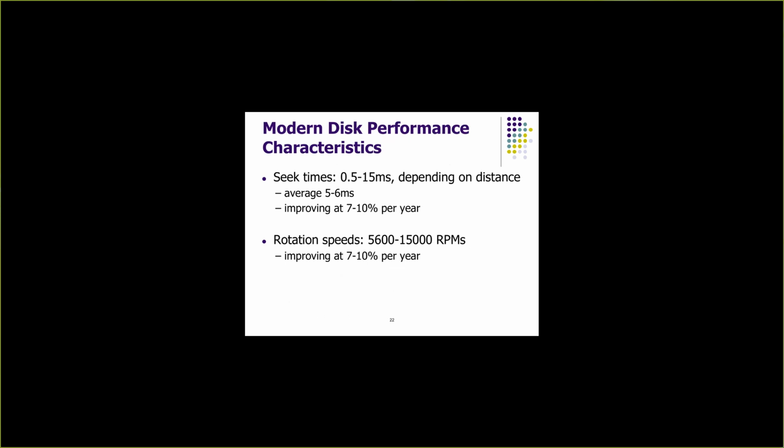On modern disks, seek times are usually 0.5 to 15 milliseconds. On average, it's 5 to 6 milliseconds, and it improves 7 to 10% every year because of advances in manufacturing parts and advances in firmware. So this is gradually improving. Similarly, rotation speed is 5,600 to 15,000 RPMs, and it also improves at a similar rate.